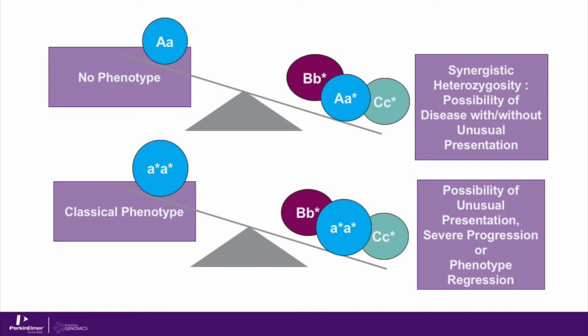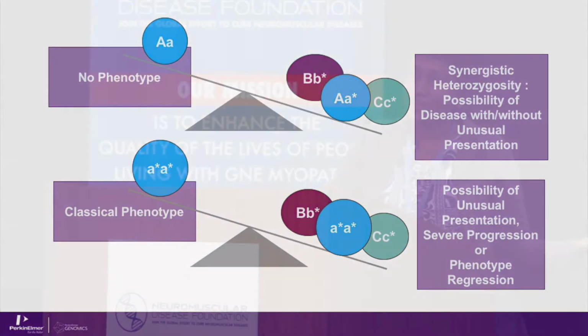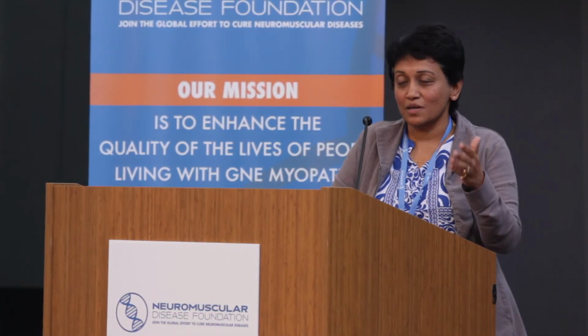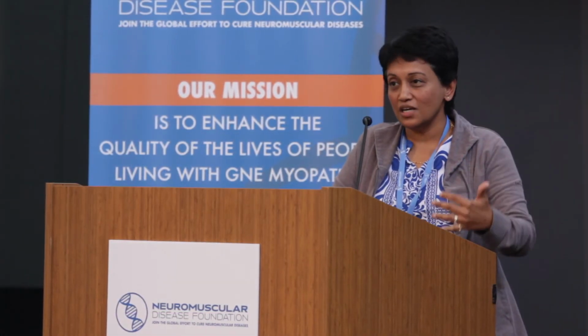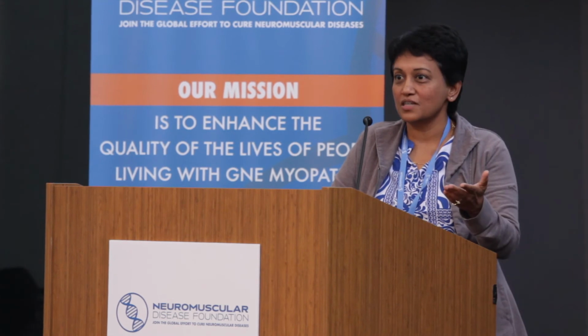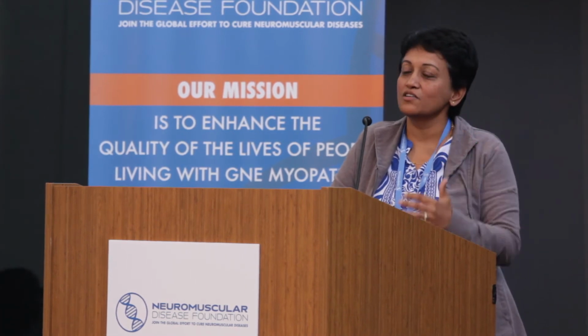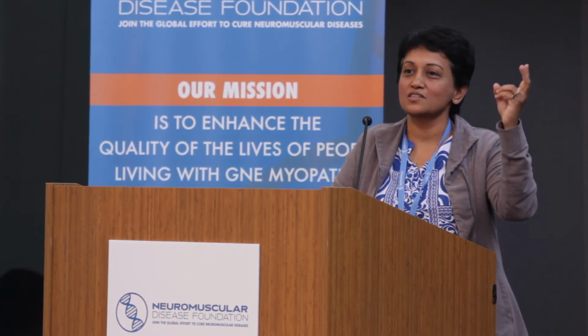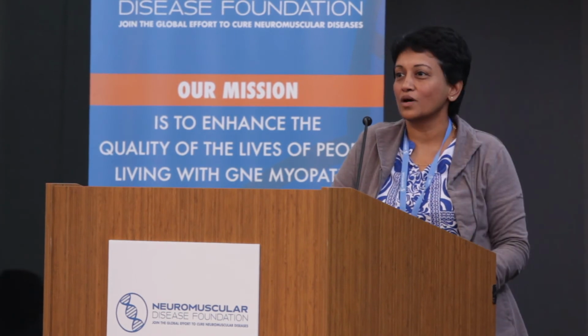I don't know what that means. Does that actually modify the clinical presentation? Does it make some individuals have a rapid progression? Some have regression. We have all sorts of examples. I'm going to show you some actually GNE myopathy patients' data where we have all these different examples where 2 mutations in the GNE gene and another one in a different gene.